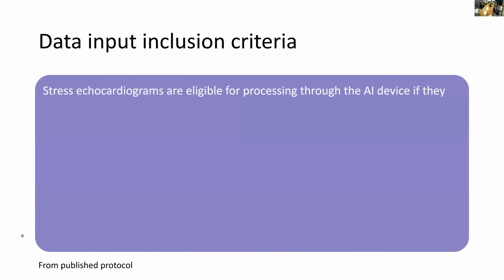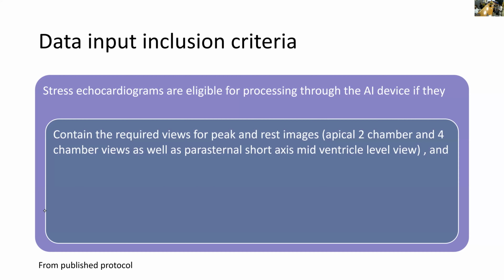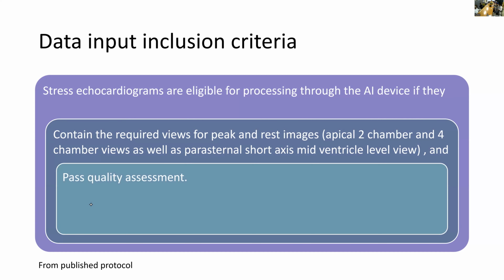Stress echocardiograms are eligible for going through the AI device only if they contain the required views for the peak and rest images. So you need to have an apical 2-chamber and 4-chamber view, as well as a parasternal short axis mid-ventricle view, and it has to pass quality assessment. So an image taken in stress echo would only go for AI assessment if it fulfilled these criteria. This we need to keep in mind. They have not given any exclusion criteria for this, but I guess this is it.